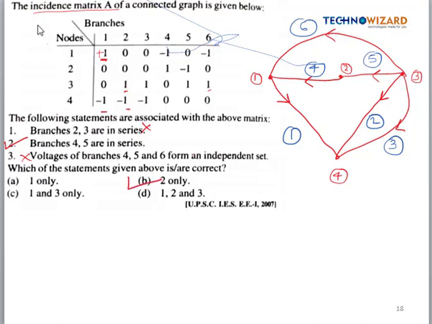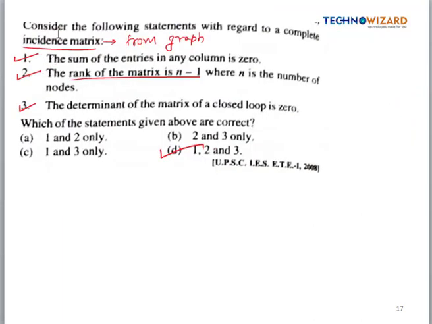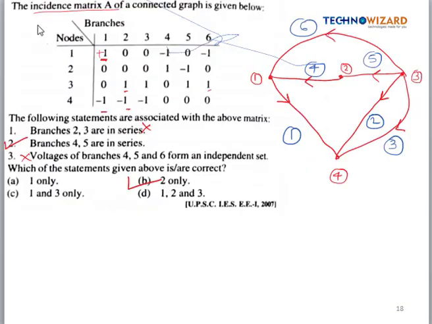Now, in the previous question we saw that the first statement is that the sum of the entries in any column is 0. See here, these are our columns, and if you add any column you will get 0. This means this is a complete incidence matrix. So that was the previous question.